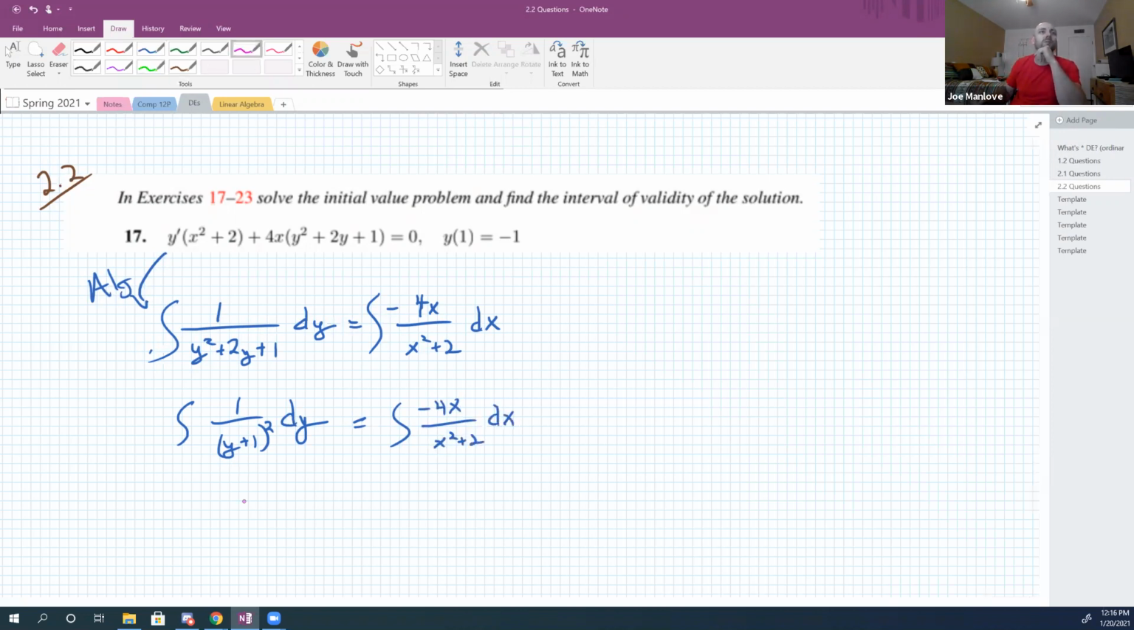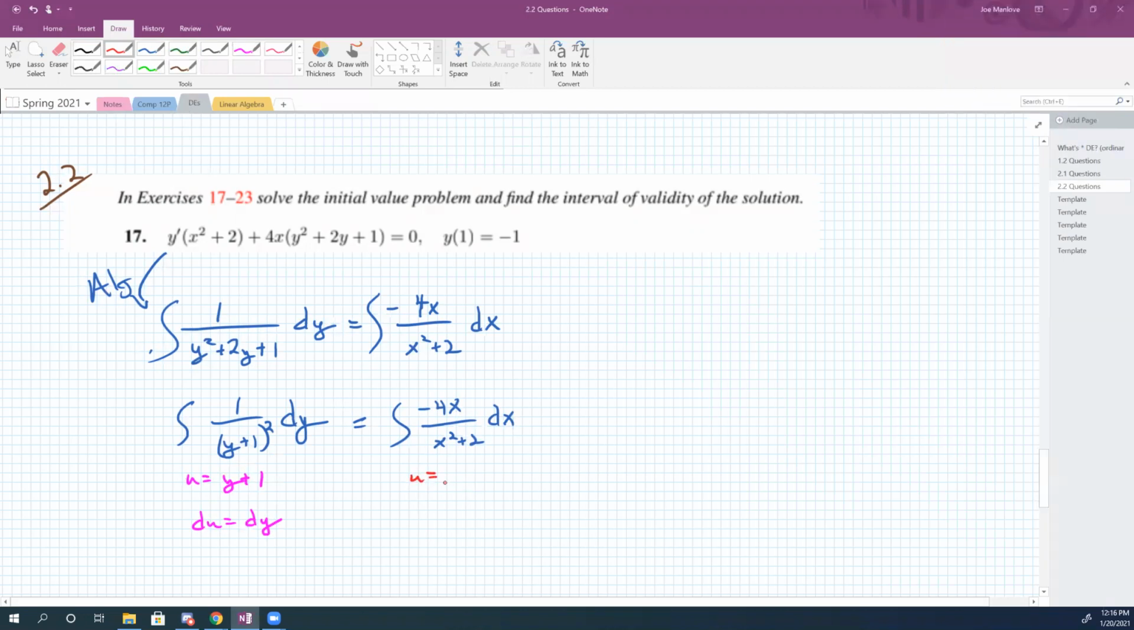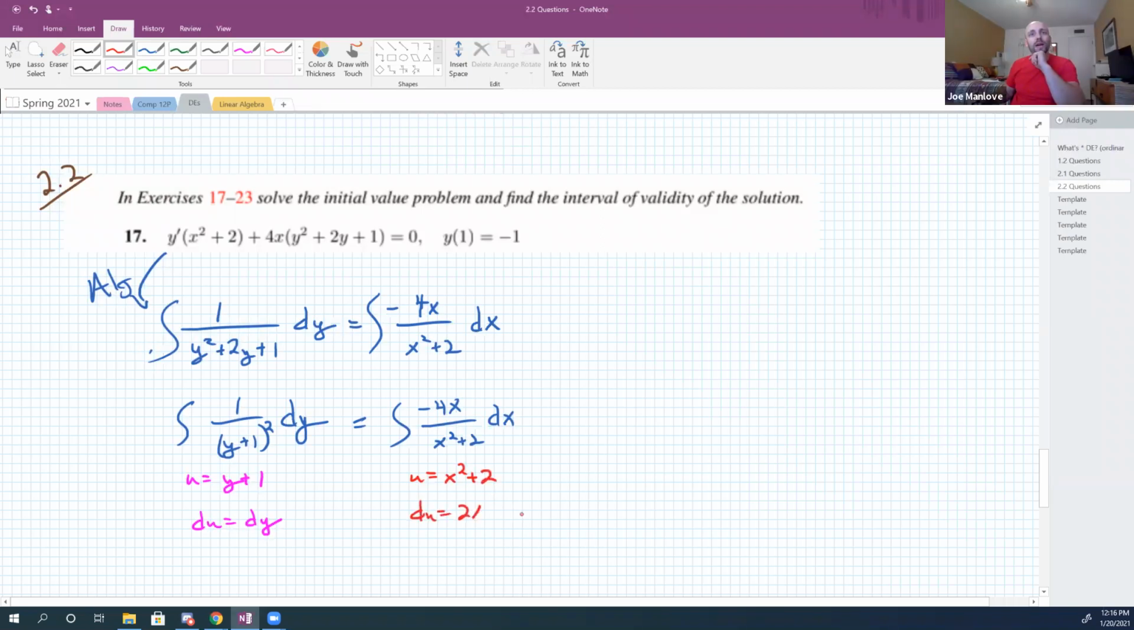Okay, then we're going to run a couple u subs. So on the y side, we're going to let u be y plus 1. Then du is going to be dy. On the right, I'm going to let u be x squared plus 2, and du then is 2x dx. So I'm going to factor this minus 4 into a 2 and a minus 2 that I'm pulling out. Pretty good with that?